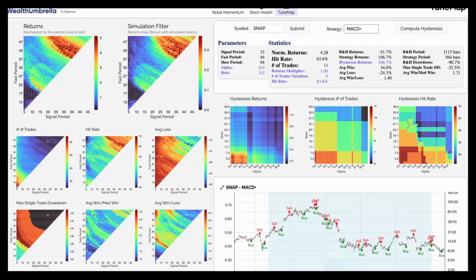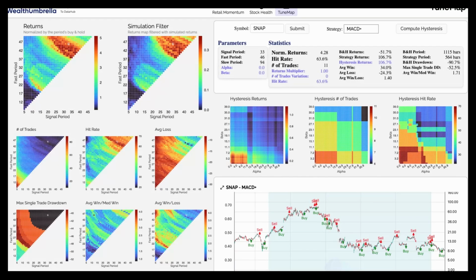The simulation filter, with its value from 0 to 0.35 right now, is not the expected return. This map is more like a way to filter out the areas from the returns map that should not perform well on the average of 1000 trajectories.